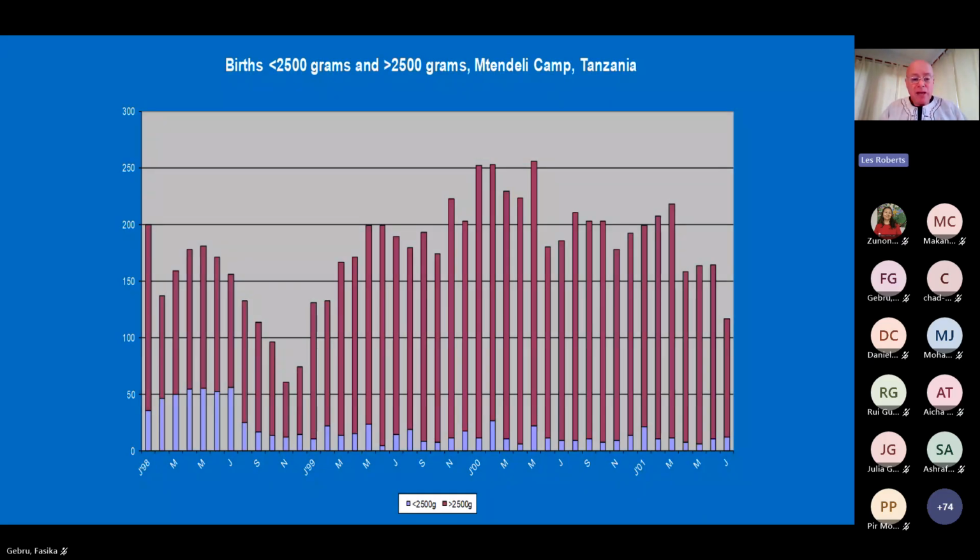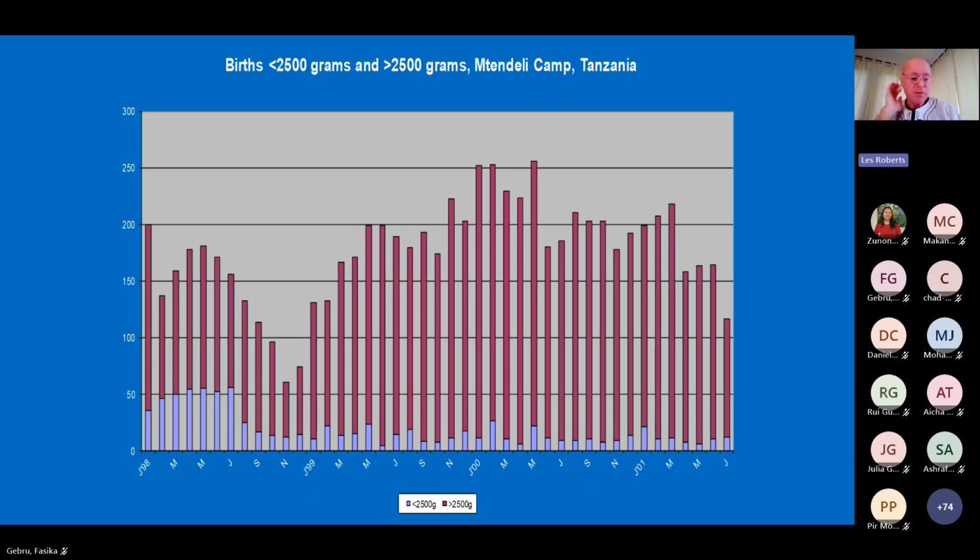So here is some data that was collected when I worked for the International Rescue Committee, and it's showing the births in Metendeli camp full of Burundian refugees in Tanzania. And there are two really quirky things when I look at this 4 years of birth data.